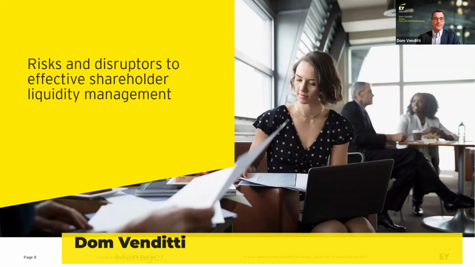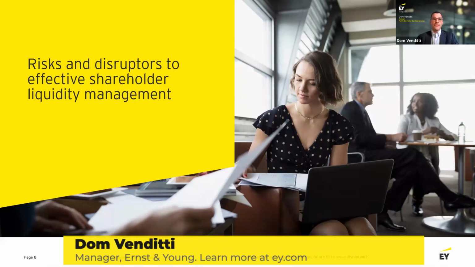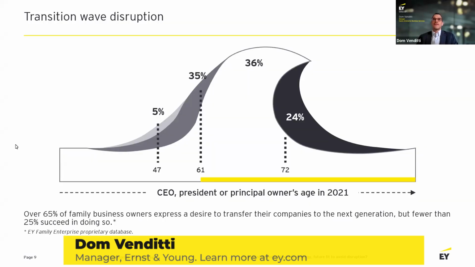Absolutely. Thanks, John. So really, there's 3 factors that are increasing pressure on family enterprises to distribute increasing amounts of liquidity outside the enterprise itself. This is leading to increased need for clearly defined and communicated liquidity strategies to avoid potential disruptions, like Sean said. The first of these factors is what we call the transition wave disruption.